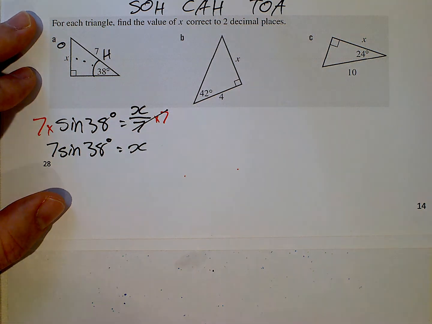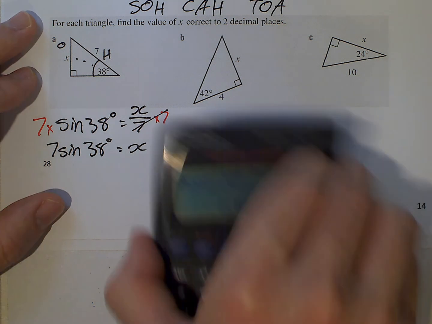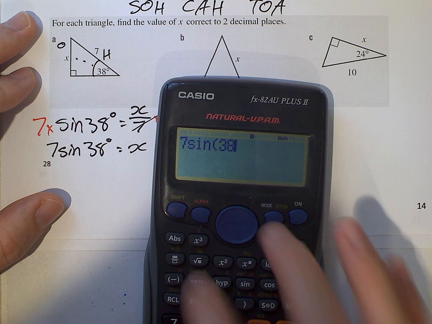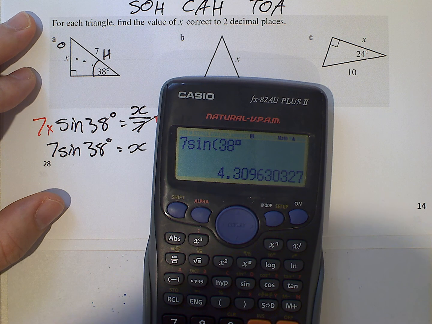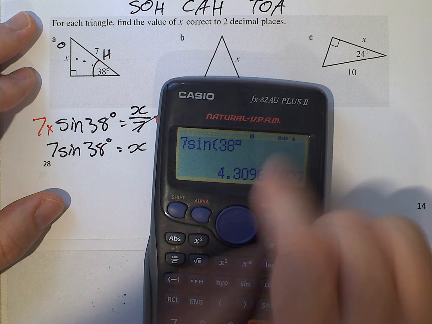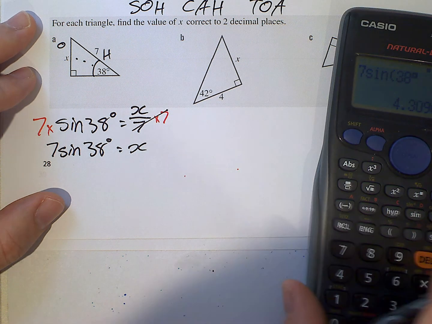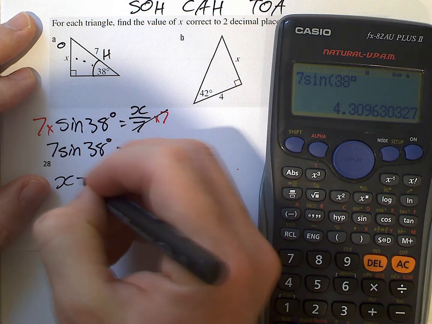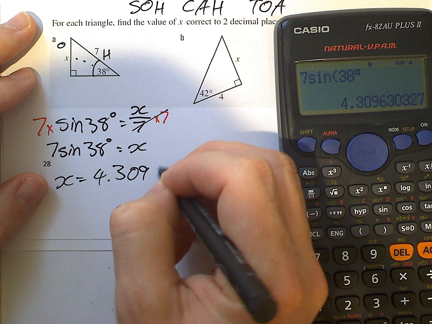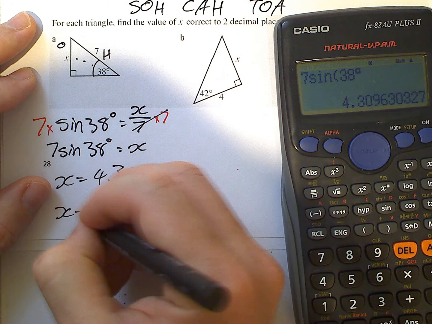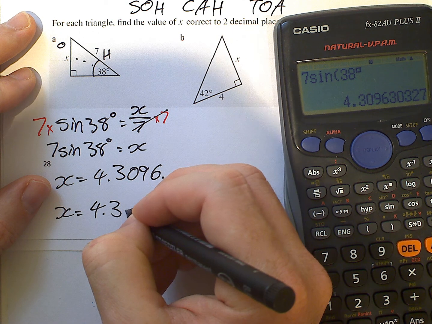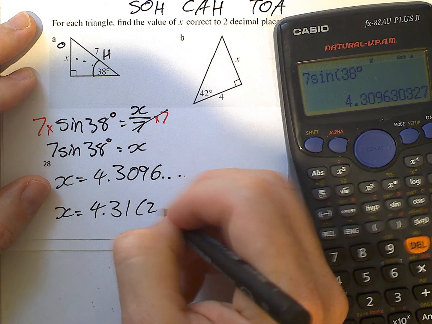And then we're just going to put that in our calculator. 7 sine 38 degrees. Okay, we're rounding it to 2 decimal places, so it's going to be 4.31, but let's just do our accurate answer for now. So x equals 4.3096... and let's round it to 2 decimal places, which is 4.31 to 2 dp.